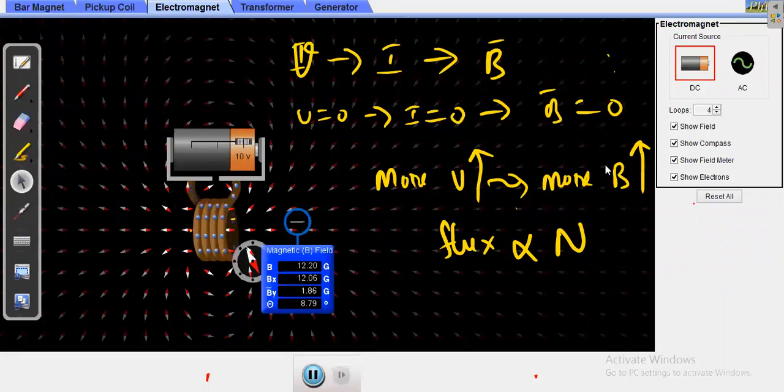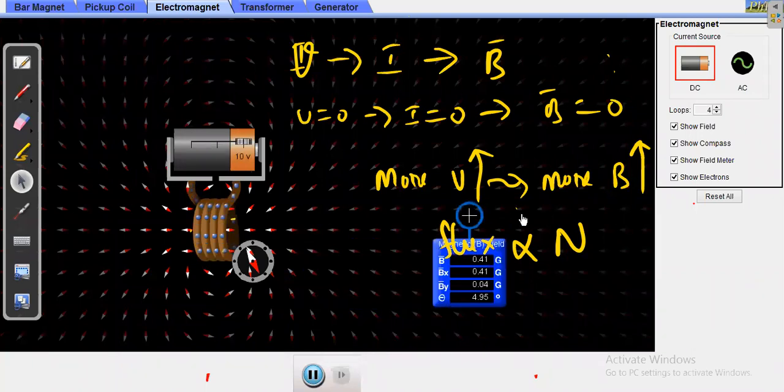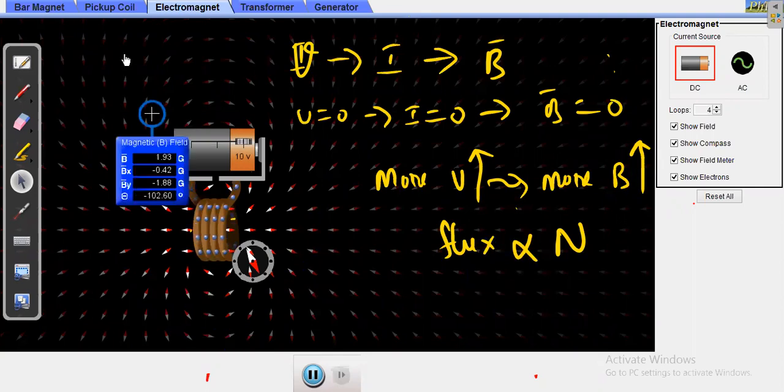What else can I change here? I changed the battery voltage. I changed the number of coils, the number of loops. Then, once you vary the position, definitely the magnetic field varies, because if you go away from the source, say I move my meter like this, my magnetic field will reduce. Then I go here, I will get some magnetic field. I go here, I will get some magnetic field.